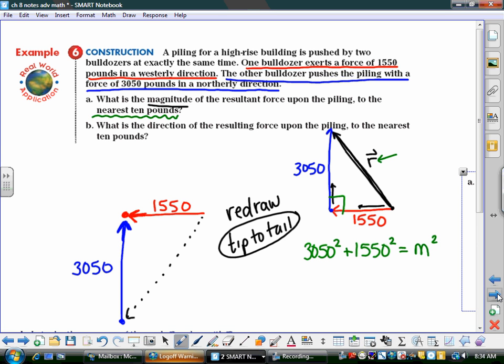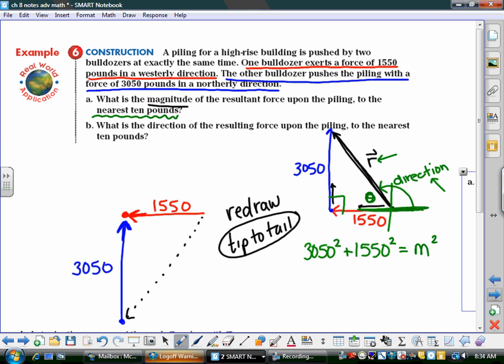The next part is to find the direction, and the direction we said was always in standard position. So if I'm looking for the direction of that black vector, the result, I'm going to imagine an x and a y axis that starts right where that vector starts. And in standard position, I'd always start from the positive x-axis and rotate around counterclockwise. This angle is the direction. To find it, I'm going to find this one first using right triangle trig, and then I'll subtract from 180 to actually get the answer that I want.